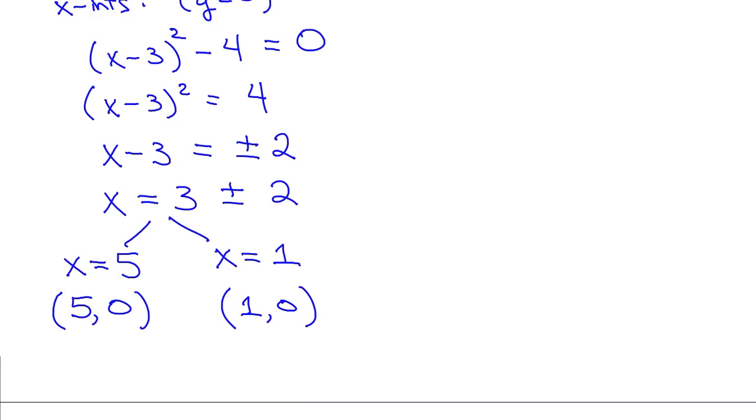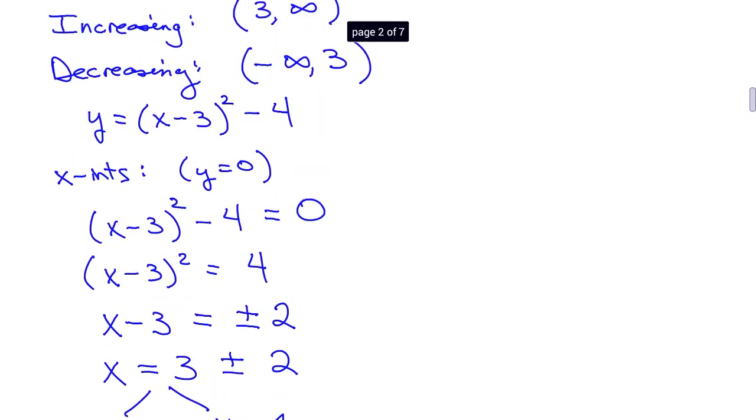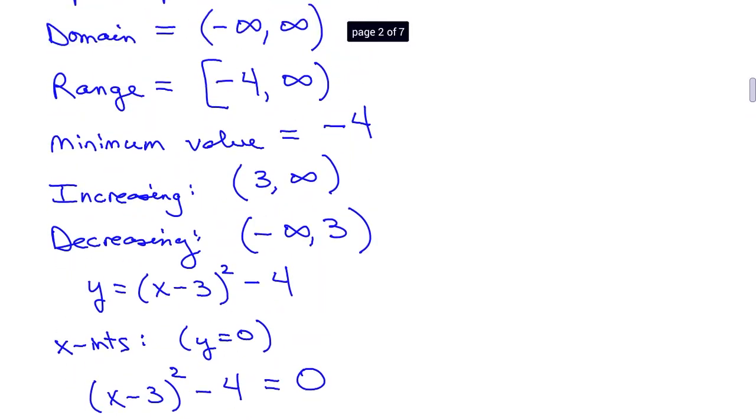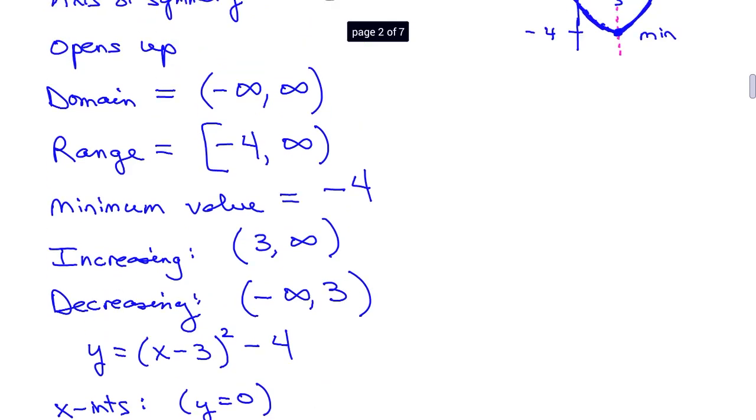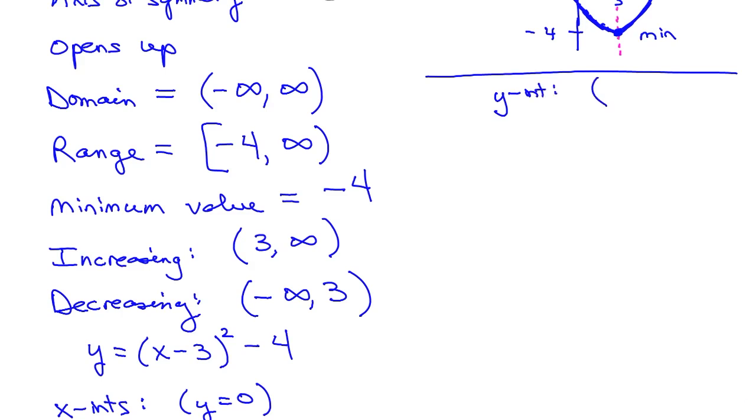Next, let's find the y-intercept. Need some more space, so I'll scroll back to the top here. So the y-intercept, recall that the y-intercept is when x is equal to 0. So we'll just plug in x equals 0. y is equal to (0 minus 3) squared minus 4.